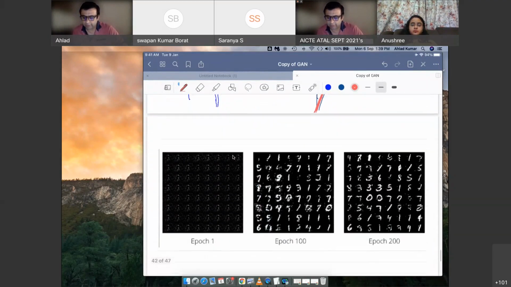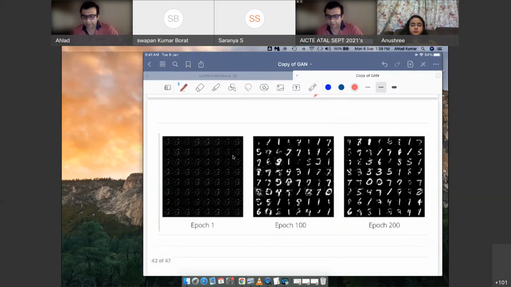So these are some of the snapshots which I had taken from a web page. You can see that in the initial epochs, the MNIST dataset generation produces images which are not that good. In the first epoch only, you are putting down dots, and these are random dots, which are not exactly the MNIST dataset.